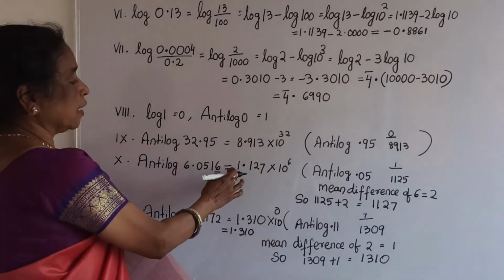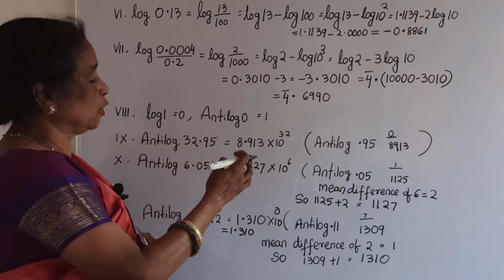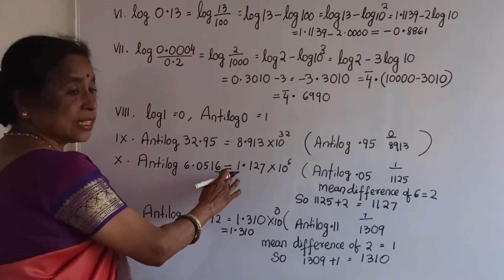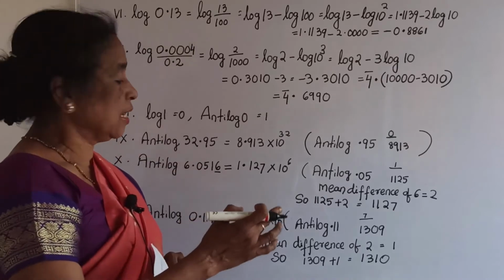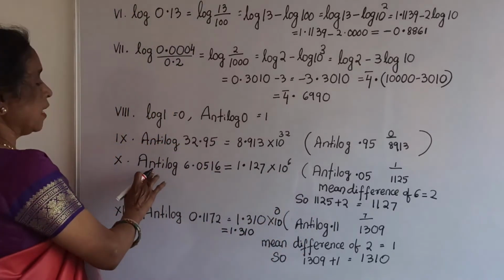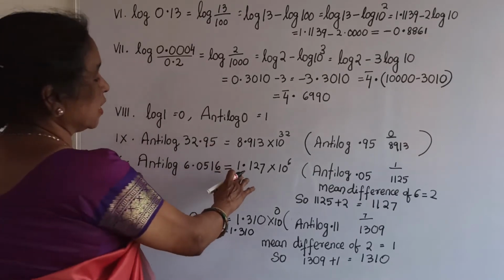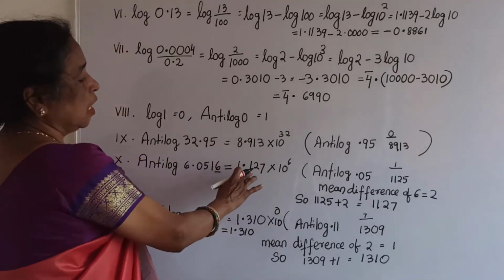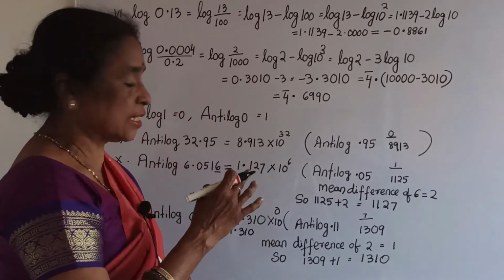So put here 1127. After one digit you put the decimal. That means what is the answer? 1.127 times 10 to the power 6. So the anti-log of 6.0516, the answer is 1.127 times 10 to the power 6.